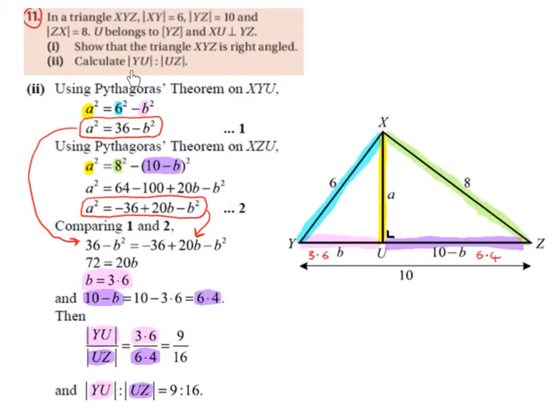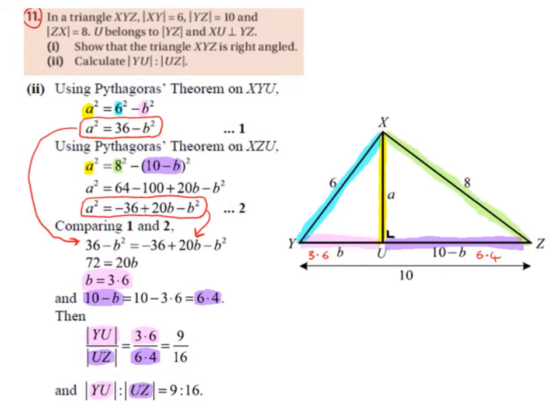Part 2. Calculate YU to UZ. So YU is this pink length here, and UZ is the purple length. So we're going to use Pythagoras' theorem on XYU, the triangle here on the left. So this is the hypotenuse, and these are the other sides. I've labelled this as A and this as B.